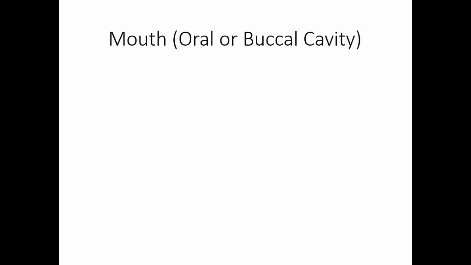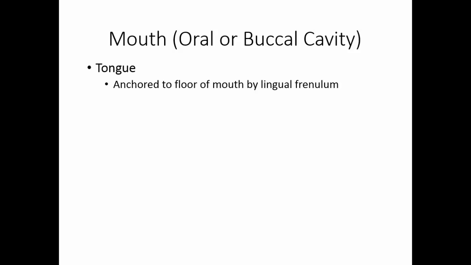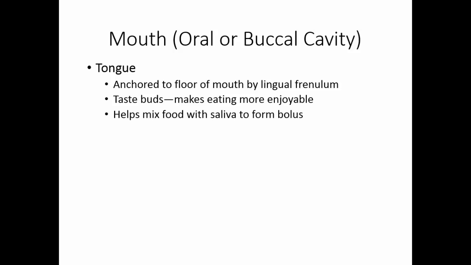The mouth, also known as the oral or buccal cavity, has in it several accessory organs. One is the tongue. The tongue is anchored to the floor of the mouth by the lingual frenulum. Located on the surface of the tongue are the taste buds. Taste buds make eating more enjoyable. Also, the tongue helps mix the food with saliva to form a bolus. A bolus is a sticky mass of food. If you have kids, you've had these spit into your hand numerous times. And the tongue initiates swallowing.